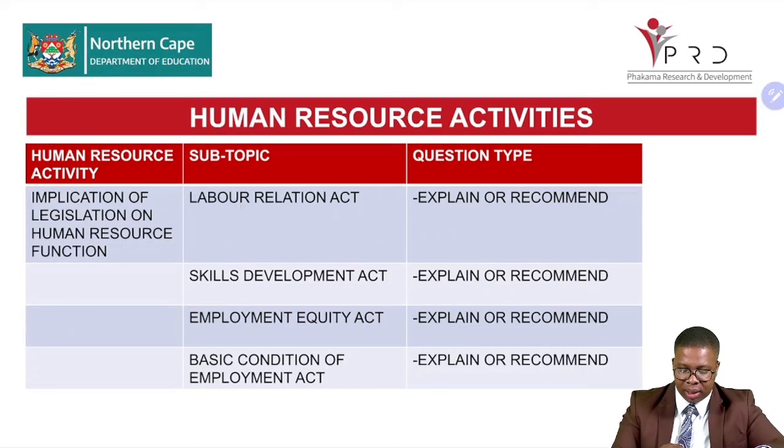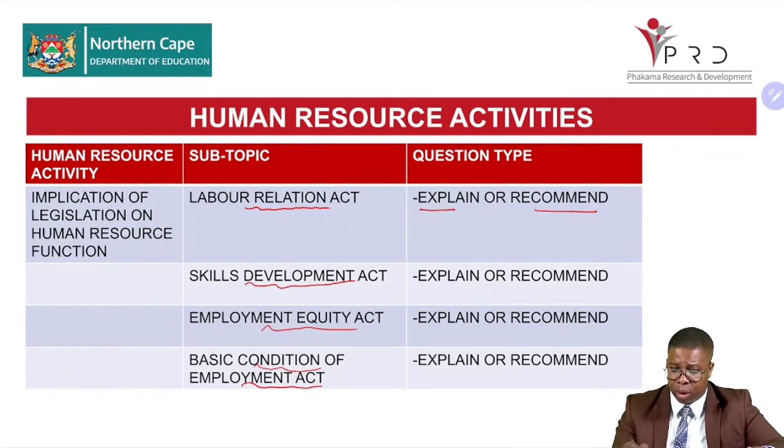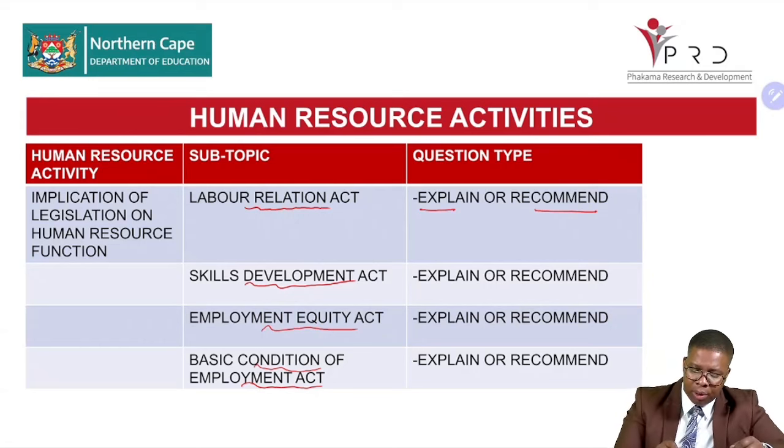Here you should know what labor relations are and how labor relations would implicate the business, how the Skills Development Act would implicate the business, and how Employment Equity together with the Basic Conditions of Employment Act would implicate the business. So you just have to know how to explain or recommend, which is a similar way of responding. These are just direct questions. So be in a position to explain at least 4 points for each so that you become safe.